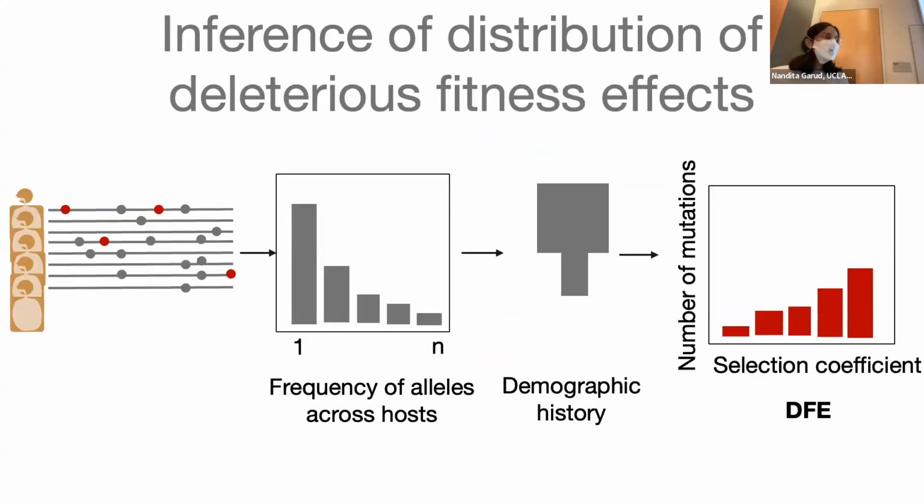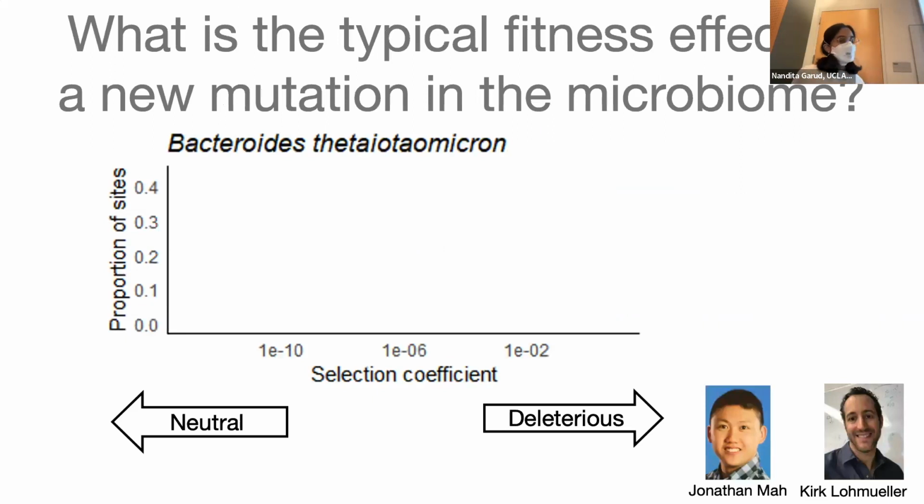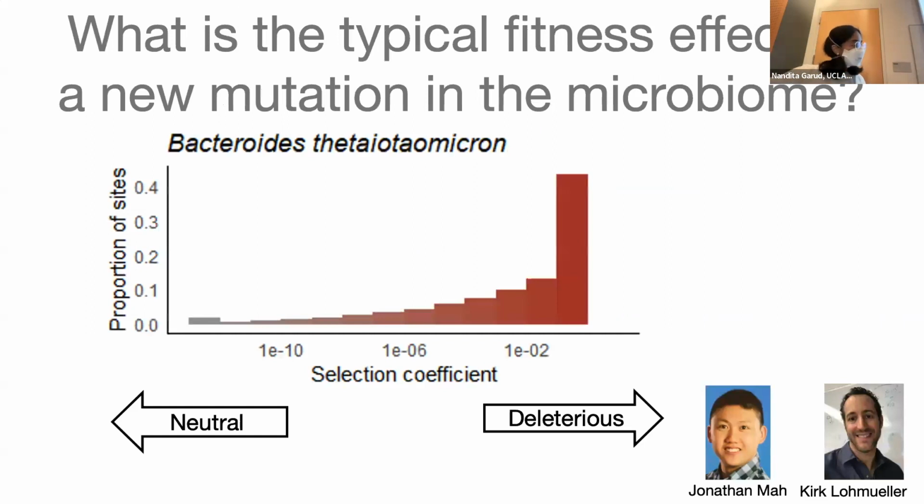Okay, so now let's look at the DFE finally. What's a typical effect of new mutations in the microbiome? We can take a look at this species, Bacteroides thetaiotaomicron, and we see a shape that looks like this. So a lot of really deleterious mutations.